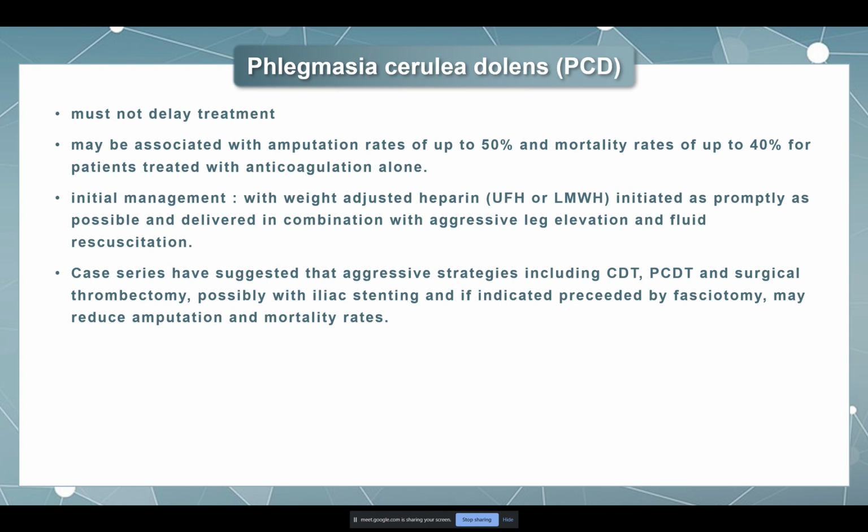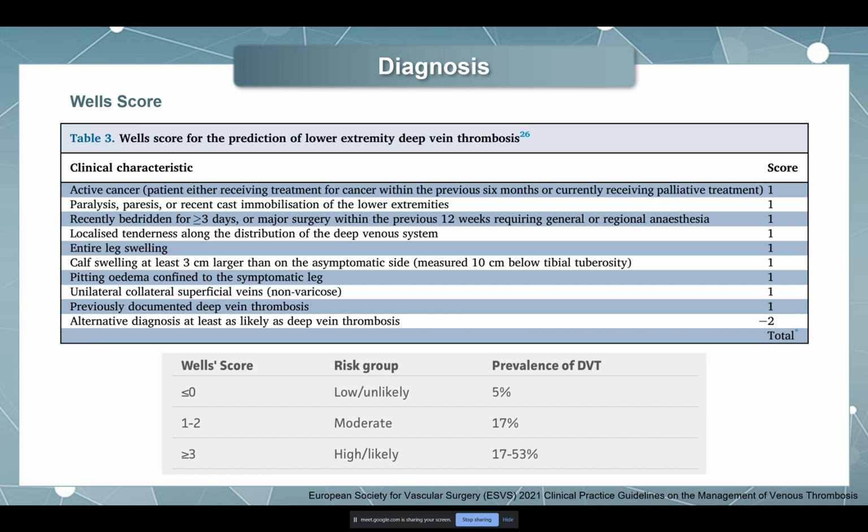So surgical intervention can reduce the amputation and mortality rates there. Next one is diagnosis. The Wells score is for prediction of lower extremity DVT, which we usually use in our clinical practice. It consists of 10 criteria.